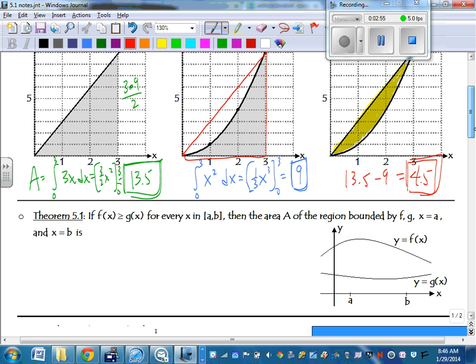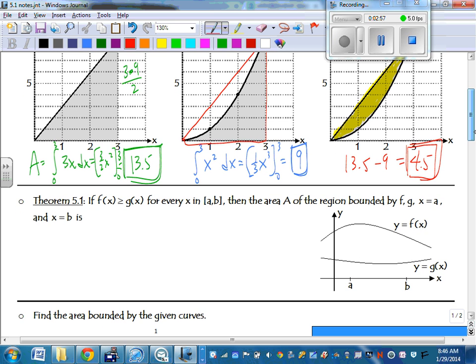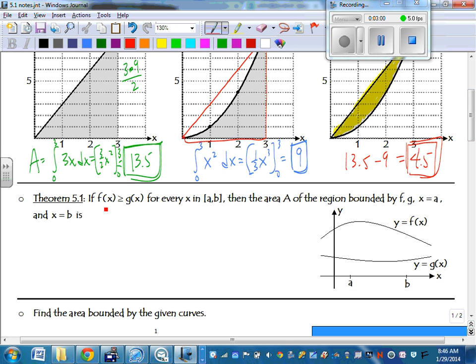So that kind of leads us into theorem 5.1. If we have a function f of x that's greater than or equal to g of x, so this one's kind of the bigger one. This one's the smaller one. For every x in an interval from a to b, then the area of the region bounded by those two functions, and the line x equals a and x equals b is equal to a little formula we're going to come up with here. So this includes x equals a, x equals b. So that would be just the vertical lines right here.